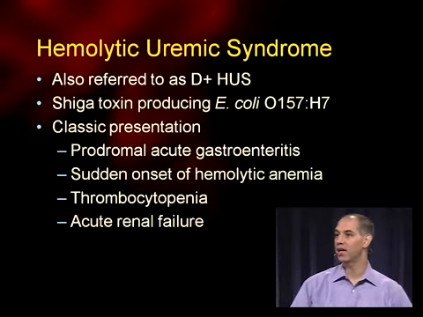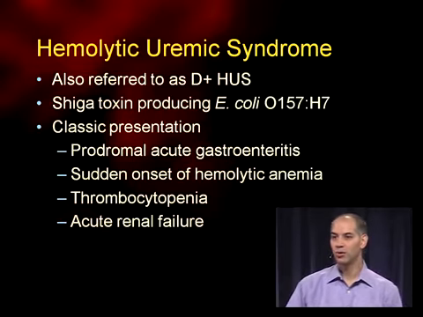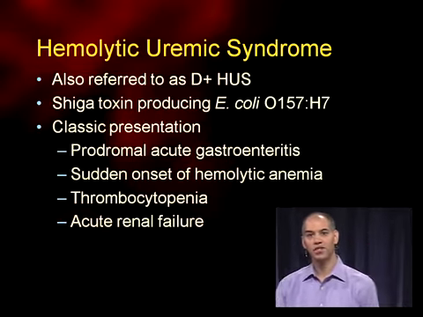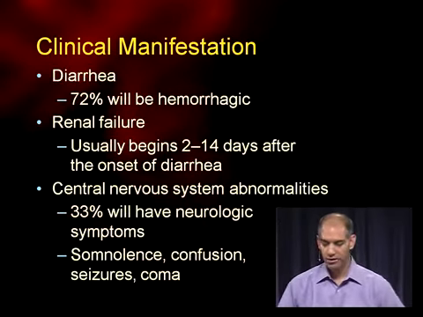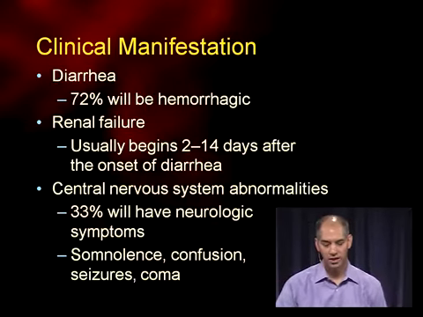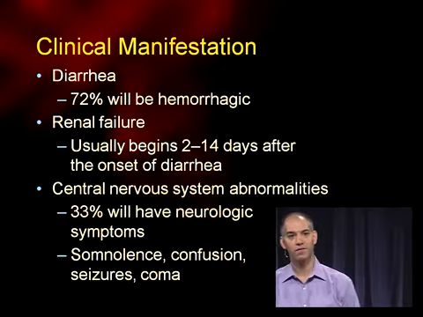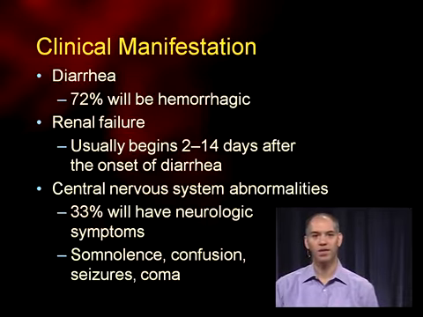It is classically referred to as diarrhea-positive HUS. There is a Shiga toxin that's produced by this E. coli 0157H7, and the classic presentation is an acute prodromal gastroenteritis with then a sudden onset of hemolytic anemia, thrombocytopenia, and renal failure. The diarrhea is usually hemorrhagic. About 2/3 to 3/4 of the diarrhea is hemorrhagic, and the renal failure is within a couple of weeks of the diarrhea. They also have a lot of CNS abnormalities, and they'll throw that in on the board exams.